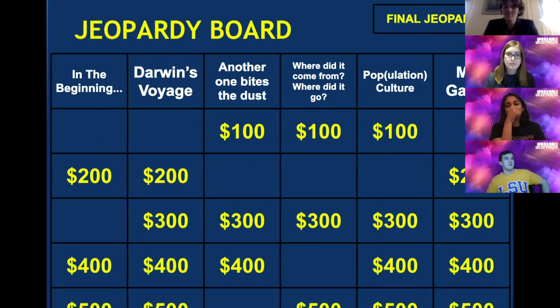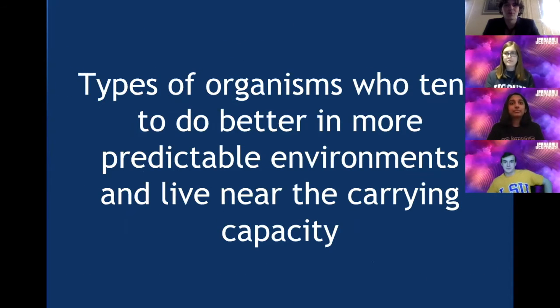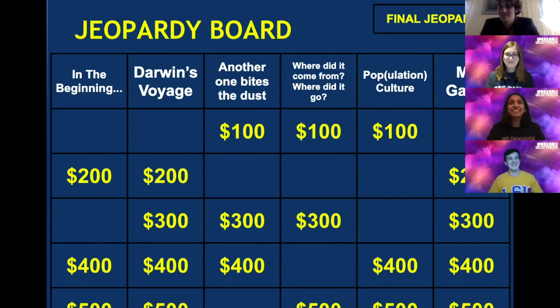I'll do pop culture for 300. Types of organisms who tend to do better in more predictable environments and live near the carrying capacity. That would be K-selected organisms. Seems like we need to do a little bit more review of the online class topics. Connor, you can go again.